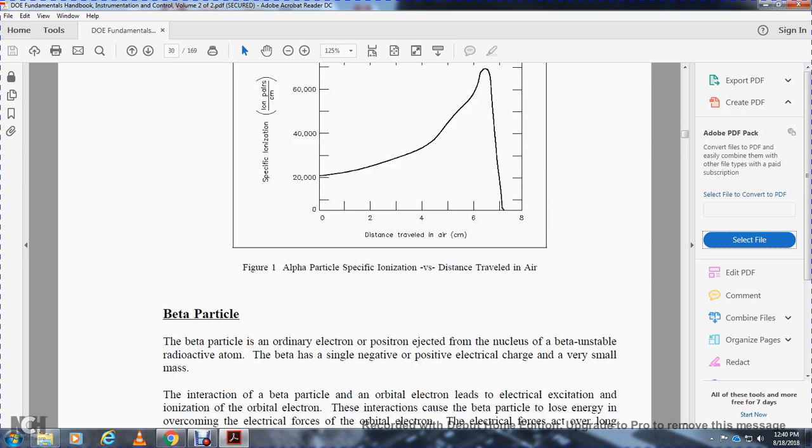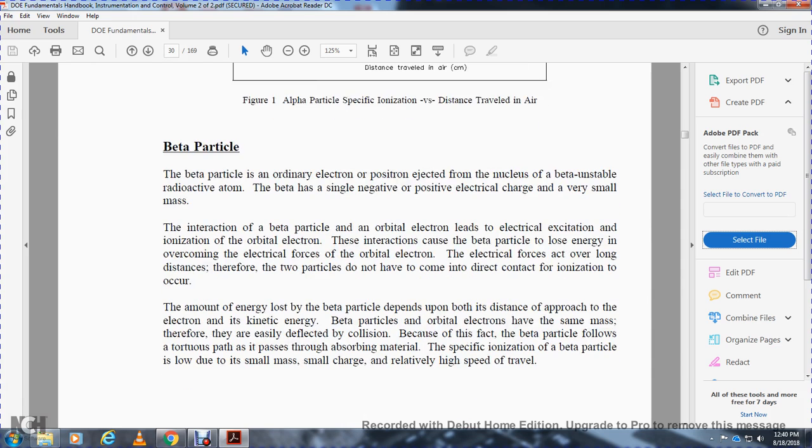Beta particle. A beta particle is an ordinary electron or positron ejected from the nucleus. Beta particles are emitted by unstable radioactive atoms. A beta particle has a single negative or positive electrical charge and very small mass. Its interaction with orbital electrons leads to electrical excitation and ionization of the orbital electrons.